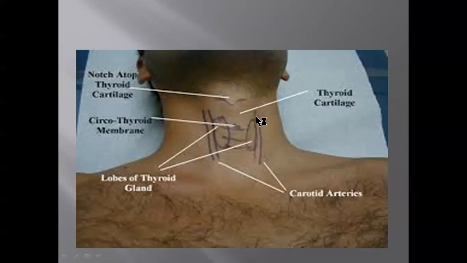Now, here we have two carotid arteries going bilaterally to the thyroid cartilage and the thyroid gland.